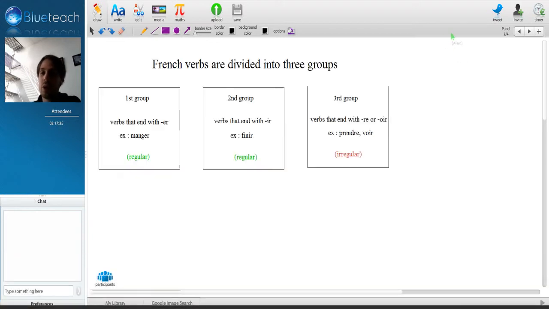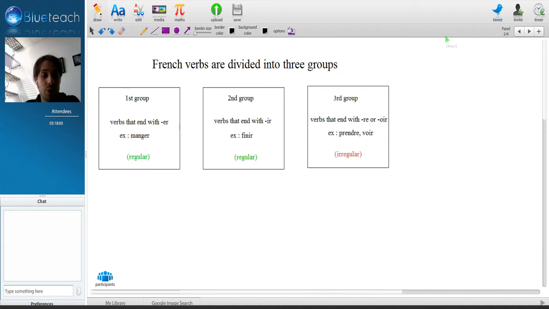So the first thing you have to know about conjugation in French is that basically verbs are divided into three groups in French, from which depend their conjugation. The first two groups are composed of regular verbs. They're all more or less conjugated in the same way. And the third group basically groups all the other verbs, the irregular ones.